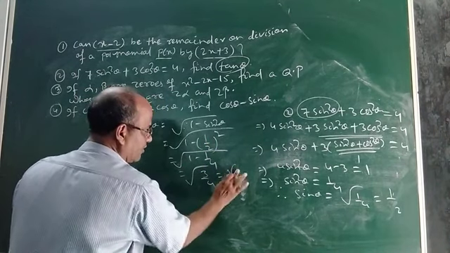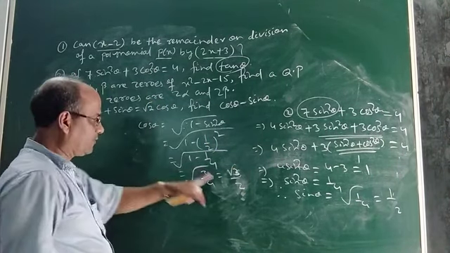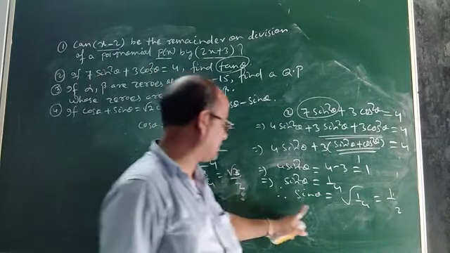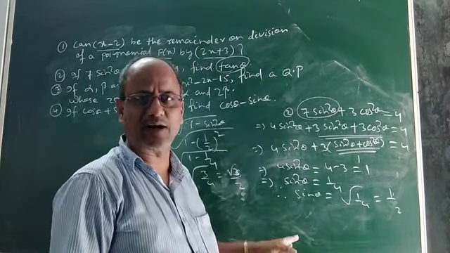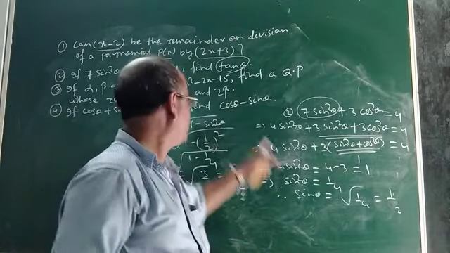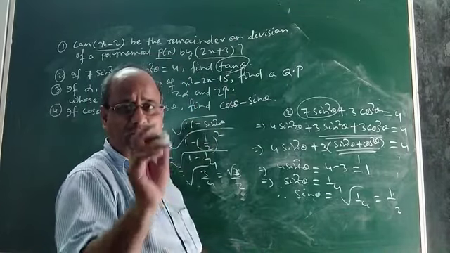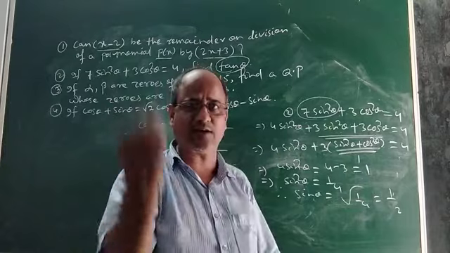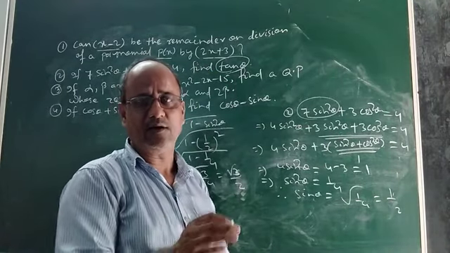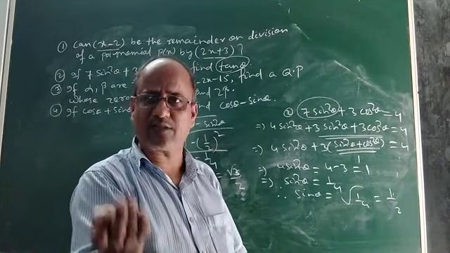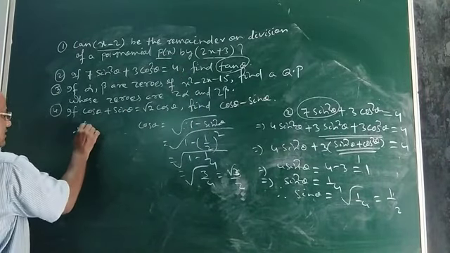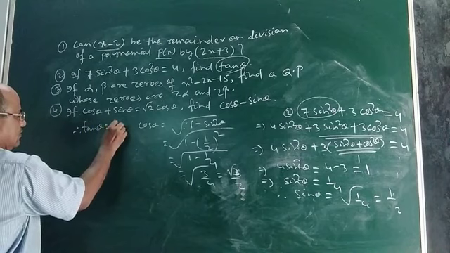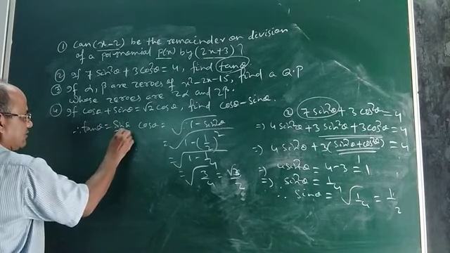See. So the value of cos theta will be root 3 by 2 and the value of sin theta is 1 by 2. Okay. Now we got the value of sin theta and cos theta, but our aim is to find tan theta. You know how to express tan theta in terms of sin and cos. The identity: tan theta is equal to sin theta by cos theta. Therefore tan theta will be equal to sin theta by cos theta.